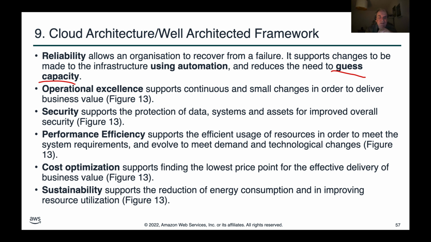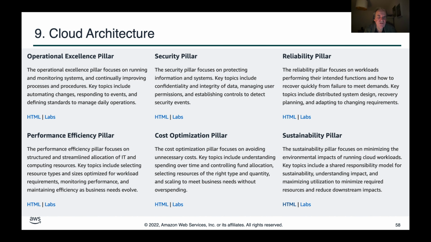Security, so this is part of the well-architected framework. Security allows for the protection of data, systems and assets, and improves the overall security. Performance efficiency is another part of the well-architected framework, and it supports the efficient usage of the services to make sure that we meet the demand, and also for technological changes. Cost optimization is to find the lowest point that we can to effectively deliver our business value. And sustainability is, of course, about the reduction of energy costs and improving resource utilization.